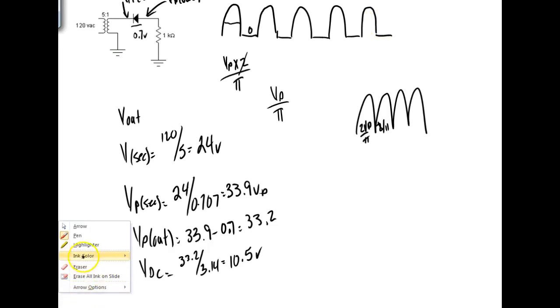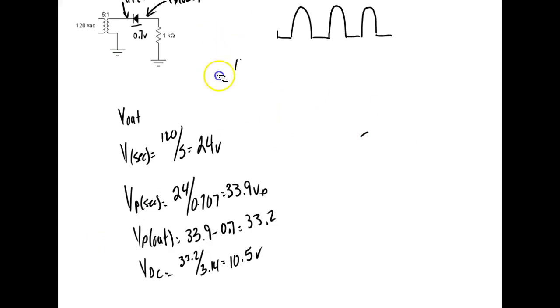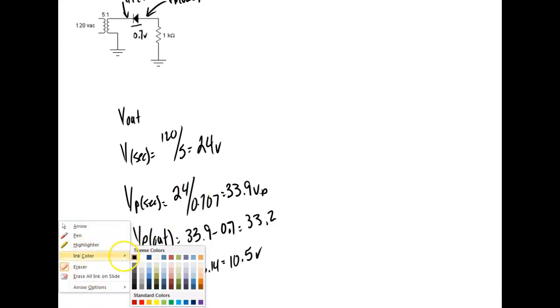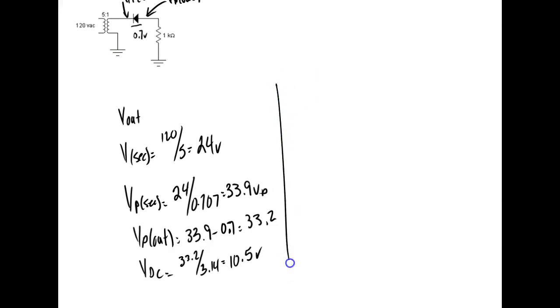So what's the next thing we need? Next thing we need is the power for the load. So I of the load, I think we asked for that, would be equal to 10.5 divided by 1K, which is going to be 10.5 milliamps, right? That's one thing nice about 1K, it's 1 milliamp per volt. The power of the load is going to be equal to 10.5 times 10.5 milli.